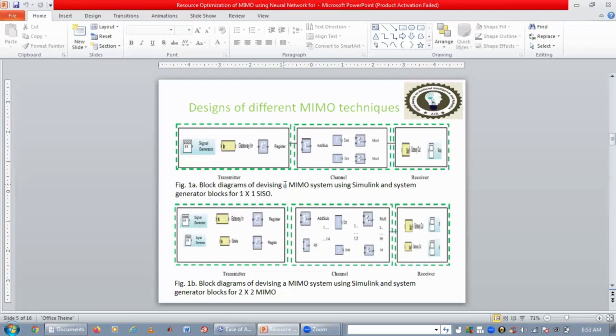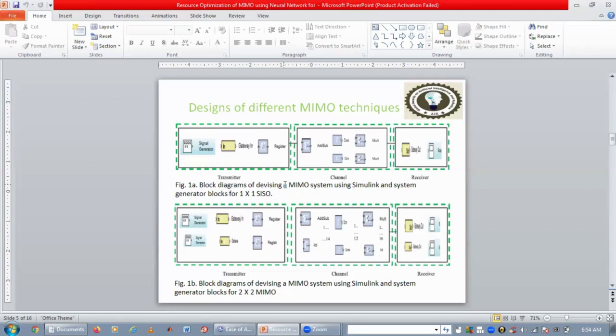The transmitter consists of signal generator, gateway in, and register block. The channel comprises add, sub, constant, and mark blocks. The receiver contains gateway out and scope blocks. Simulink blocks include signal generator and scope. System generator blocks contain gateway in, gateway out, add, sub, constant, and register block.